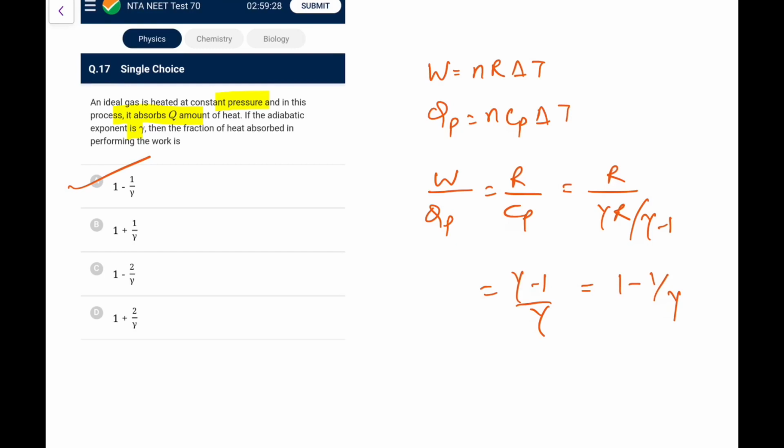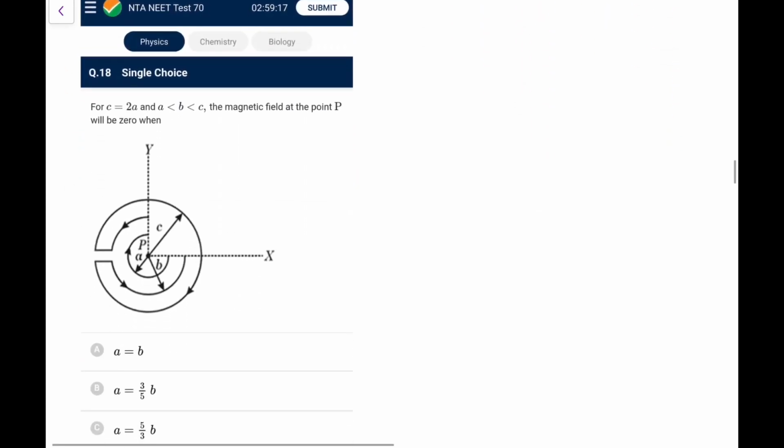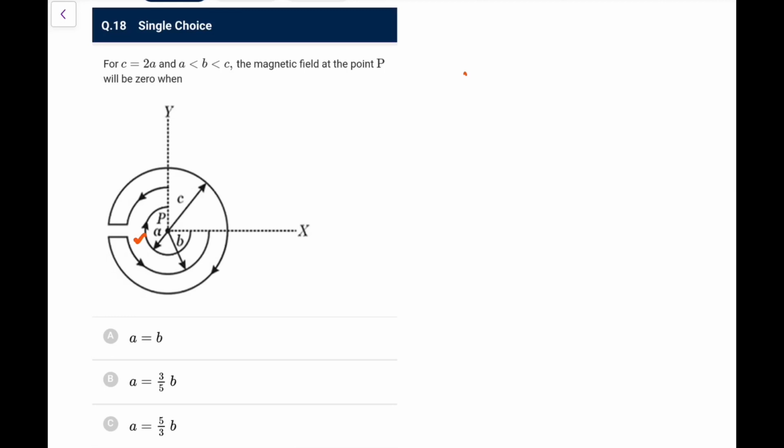So this is the thing that is generally taught in the theory. Now let's see this. For c equals to a, with a greater than b, or a less than b less than c, the magnetic field at the point P will be 0. So first of all, let me see the figure. Because of this one, the field will be inwards. Because of this one, the field will be outwards, and because of this one, inwards. So the field to become 0, first due to the first section.